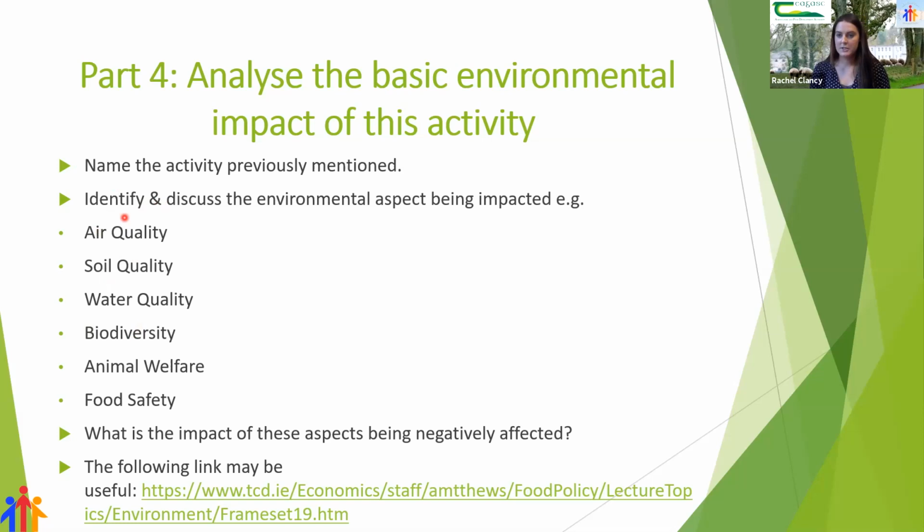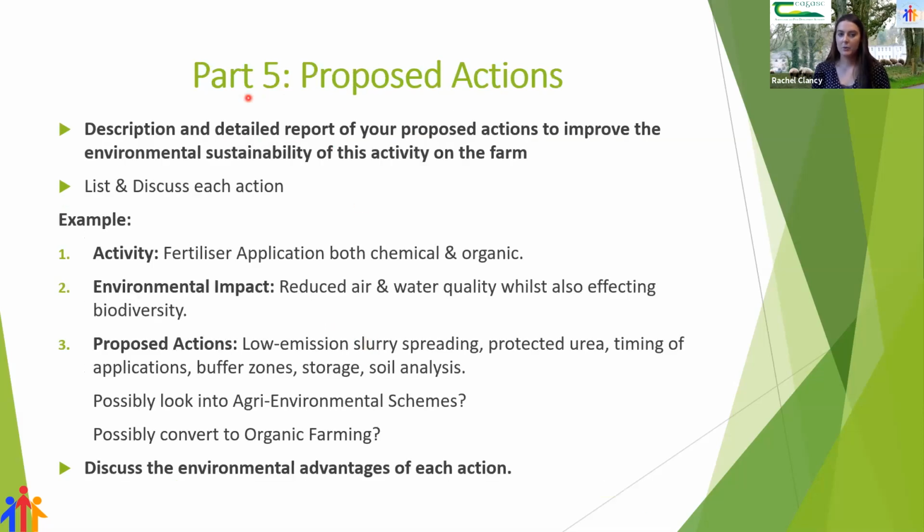So the likes of your low emission slurry spreading, the air quality is affected, soil quality, water quality. If you're using the splash plate and you're not adhering to buffer zones, the runoff could run off into the waters and that could mess with the water quality. What is the impact of these aspects being negatively affected? So I suppose, how are they negatively affecting the environment? You're looking then at proposed actions.